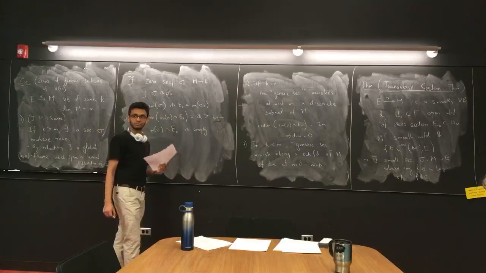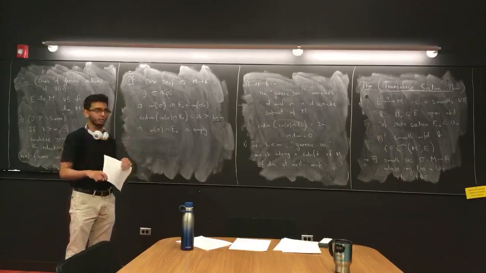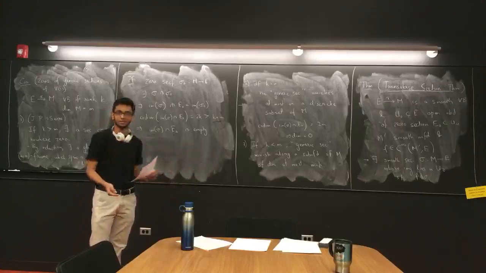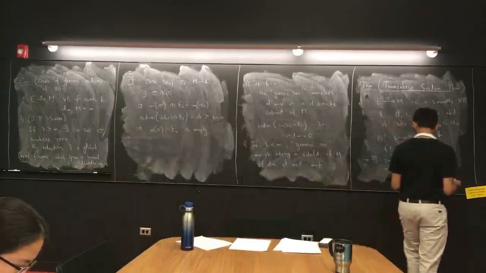Exactly. We had another theorem that the intersection of two transverse embedded submanifolds is an embedded submanifold. This theorem itself had two statements. So think of a line bundle on a two-dimensional manifold. The generic section will vanish along some curve in the base.